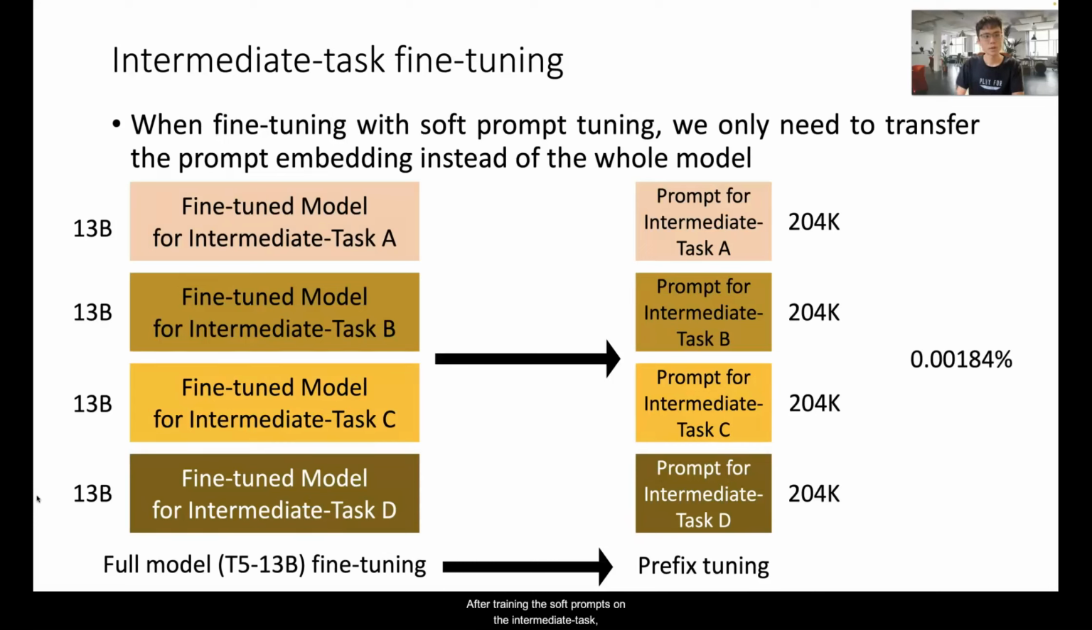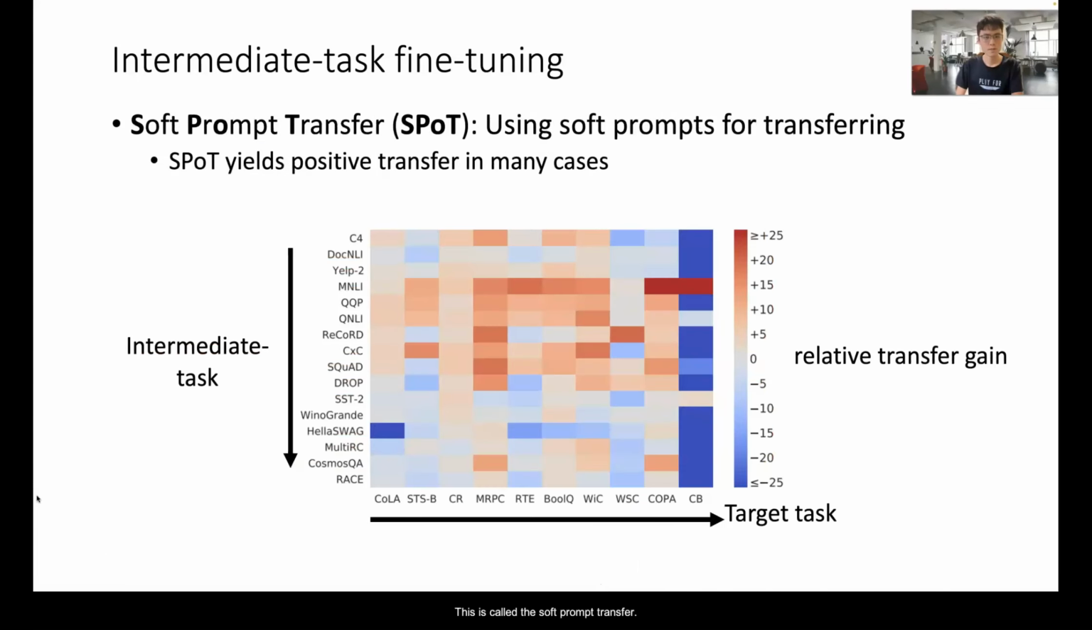After training the subprompts on the intermediate task, the subprompts are used to initialize the subprompts of the target task. This is called the subprompt transfer. This figure shows the relative transfer gain of the subprompt transfer. Each block is a relative transfer gain of transferring the subprompt trained on the intermediate task to the target task. We can see that subprompt transfer does not always result in a positive transfer.